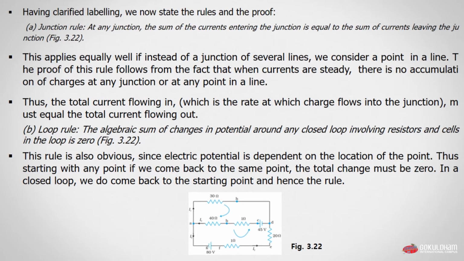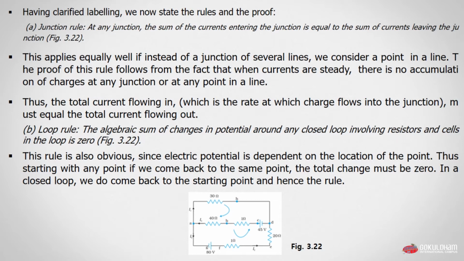First rule is the junction rule. Means Kirchhoff's rules has two rules. First one is the junction rule, in which at any junction the sum of currents entering the junction is equal to the sum of currents leaving the junction. This is a very simple point that we all know that in a junction, if a current is entering from one side of the junction, then the current that is leaving the junction will be equal. This applies equally well if instead of a junction of several lines we consider a point in a line.